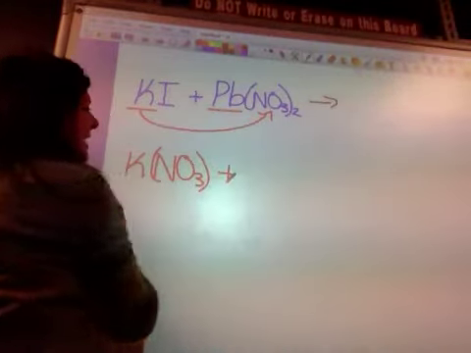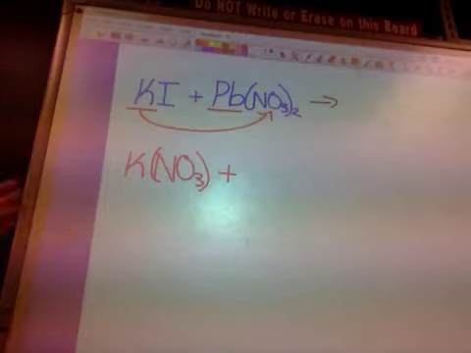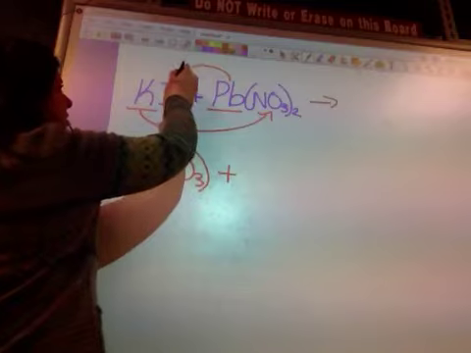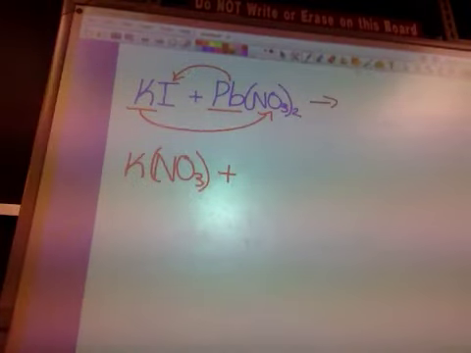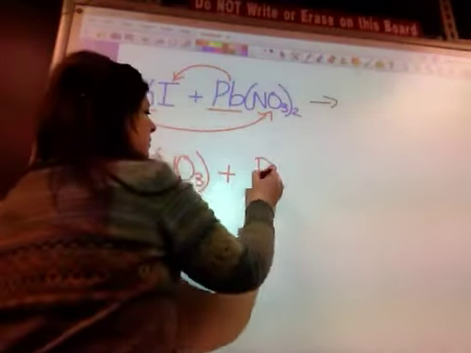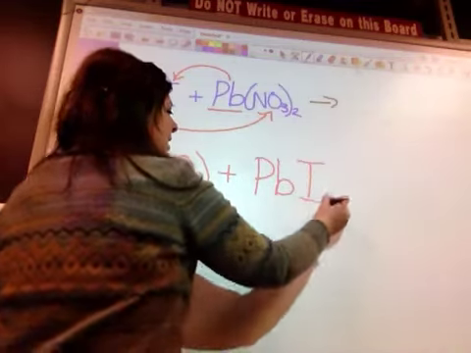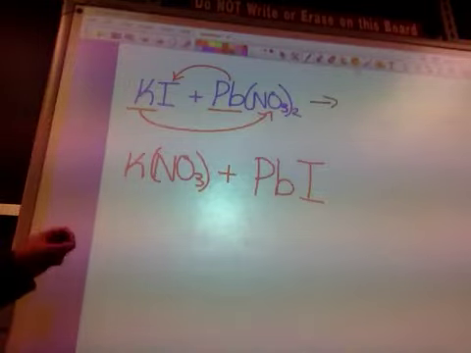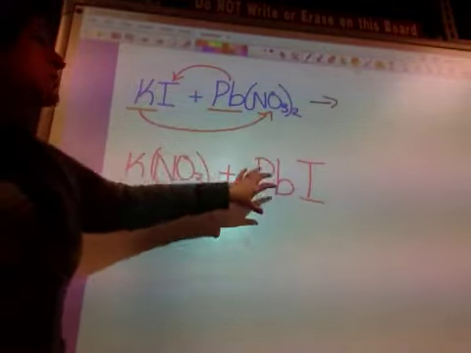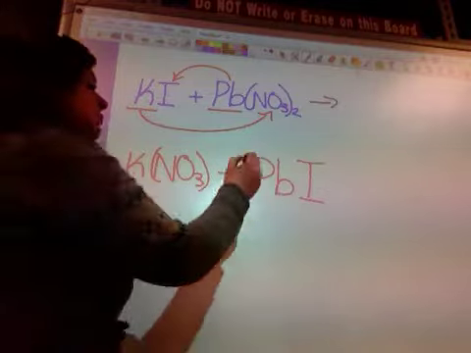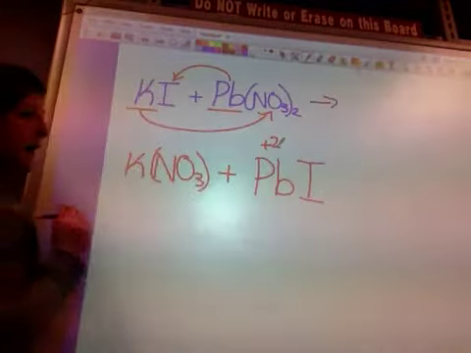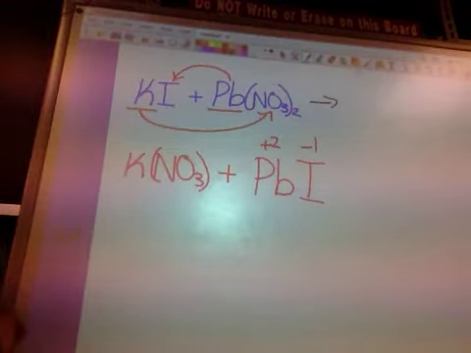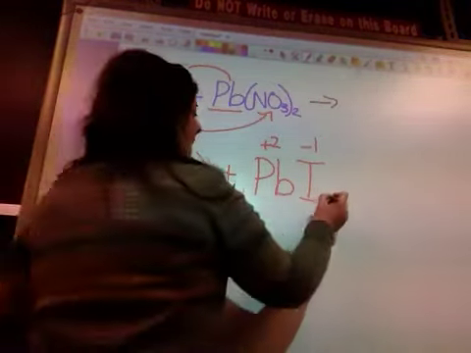But then I have to react the other two. So lead is going to react with iodine. Remember, it's going to swap partners in that case. So then I'm going to have lead and iodine bonded together, but what's my charge of lead? It was a +2. So if lead has a +2 charge and iodine has a -1 charge, how would I write that formula? Remember, we have to crisscross them. So it should be PbI2.